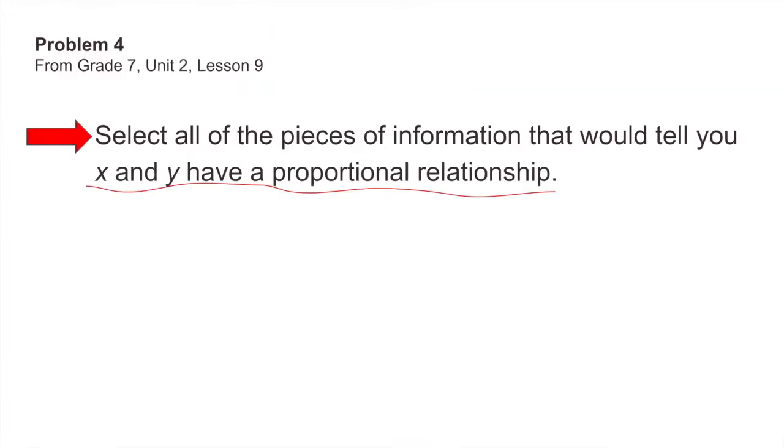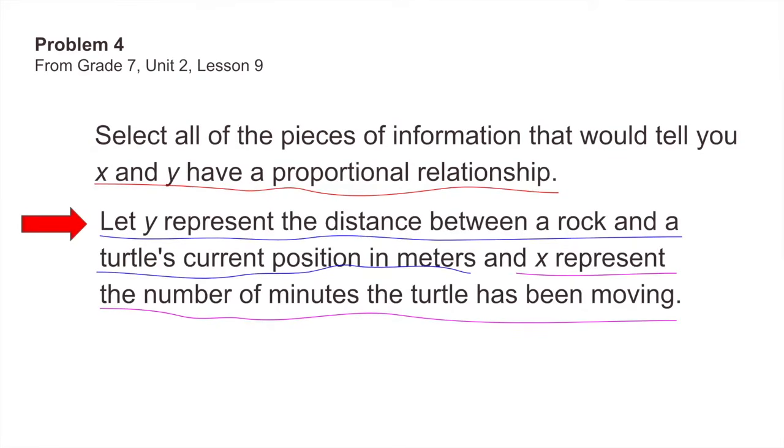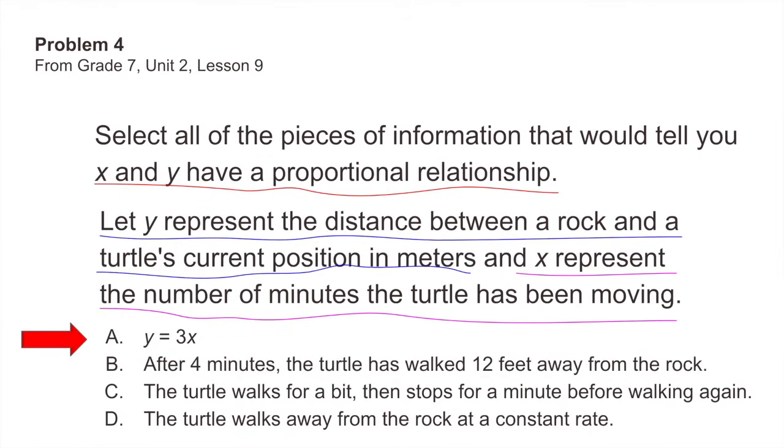Number 4. Select all of the pieces of information that would tell you X and Y have a proportional relationship. Let Y represent the distance between a rock and a turtle's current position in meters, and X represent the number of minutes the turtle has been moving. A. Y equals 3 times X. B. After 4 minutes, the turtle has walked 12 feet away from the rock. C. The turtle walks for a bit, then stops for a minute before walking again. D. The turtle walks away from the rock at a constant rate.